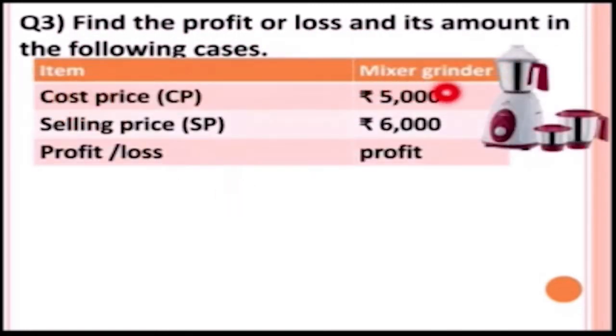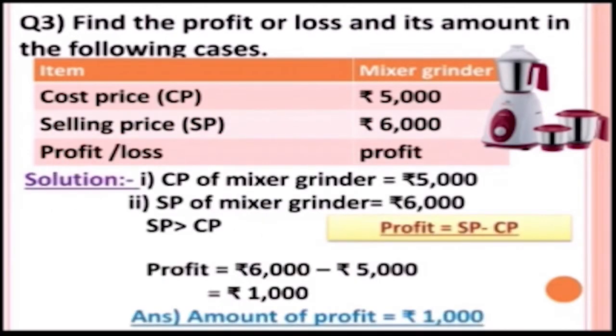Here the item given is a mixer grinder. The cost price of the mixer grinder is rupees 5000 and the selling price of the mixer grinder is rupees 6000. Now we have to find out the profit or loss. According to the question, we can clearly see that the selling price of the mixer grinder is greater than the cost price, right? So here the selling price is greater than the cost price, so in that condition there is profit.